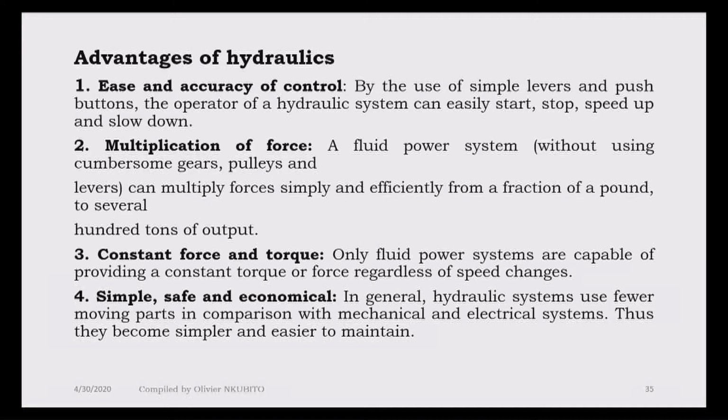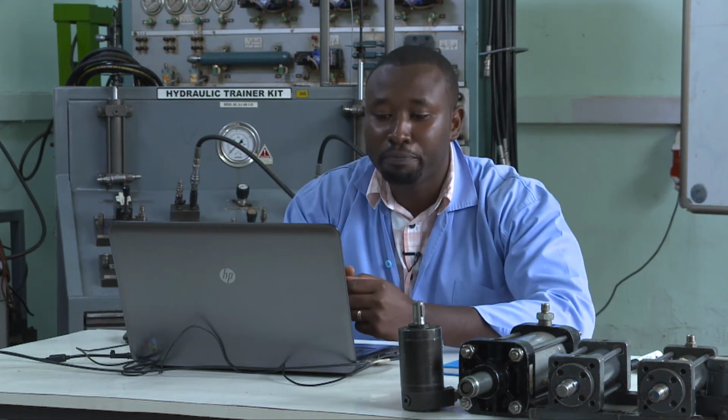First, it is easy and accurate control. You can control the hydraulic system just by using simple on and off, by using our valves on and off. You can adjust the speed as much as you need. It's very simple. Number two, hydraulic system multiplies the force. This is what you came to see in hydraulic brakes, in steering, or in lifting heavy weights.